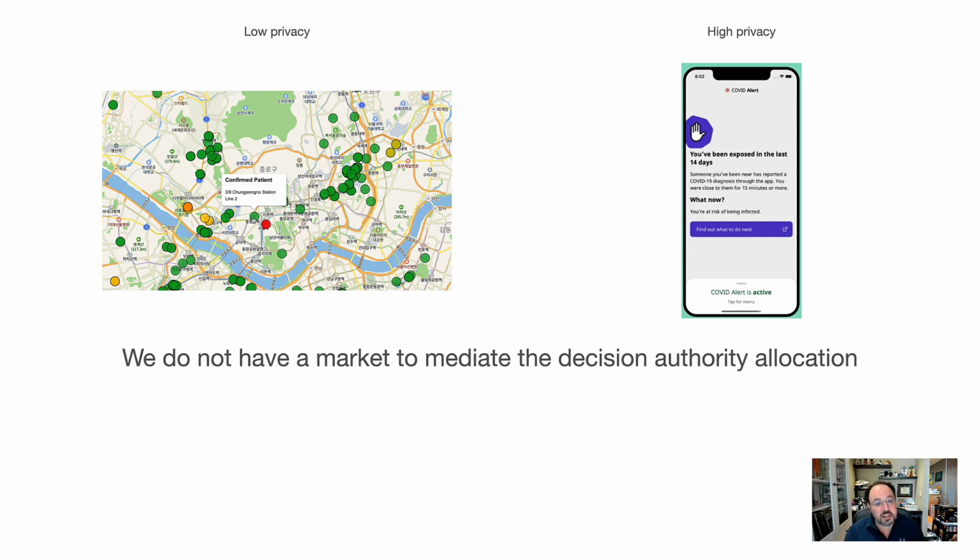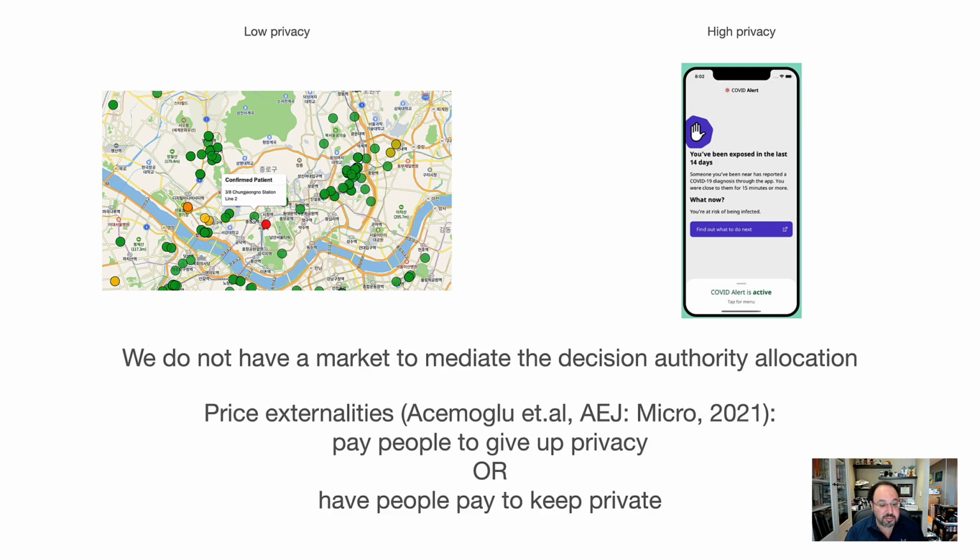In South Korea, following the MERS epidemic, they relaxed privacy restrictions to allow this very centralized system. In Canada, they have not done that. Okay, but we have these trade-offs that are a wealth of individual costs and benefits and social costs and benefits. And we do not have even an attempt at a market to mediate these things. In other words, we've chosen a regulatory solution in both cases.